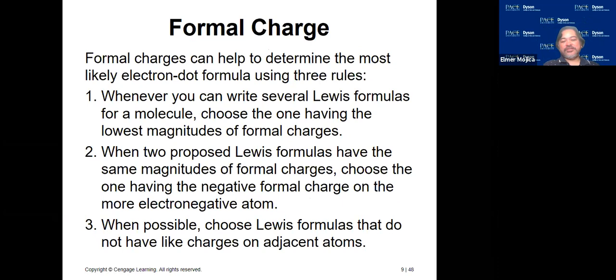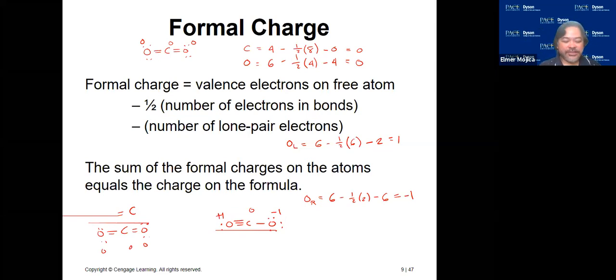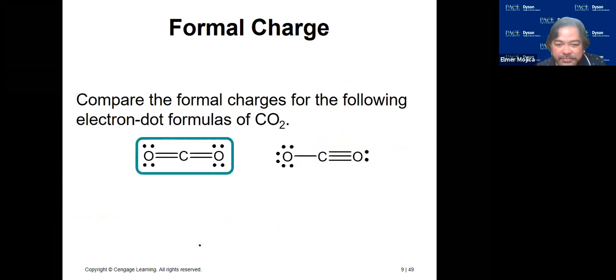Whenever you can write several Lewis structures for a molecule, choose the one having the lowest magnitude of formal charge. Is 0, 0, 0 the lowest one? If you look at the magnitude here, all of these are 0. Here you have a positive 1, you have a negative 1. So this is the correct one. So that's how you choose the correct formal charge. In the next one, this is 0, 0, 0. And this is, if I'm not mistaken, a negative 1, a 0, and a positive 1.